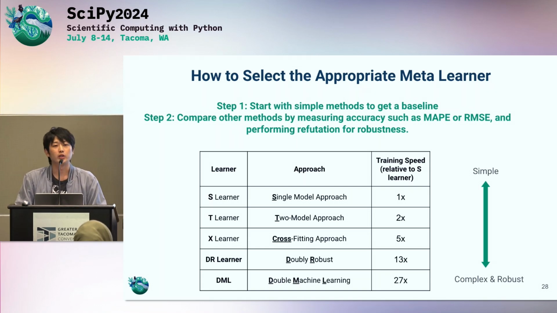So the important point here is which method we should use for the meta-learner. But the point is, the best method really depends on data. So here's my recommendation. The first step, I recommend starting with a simpler approach such as S-learner or T-learner. And then as a next step, try various methods and compare them using accuracy metrics such as MAPE or RMSE, and refutation for robustness. I will introduce refutation later. So in the next section, I will briefly introduce how to run meta-learners.